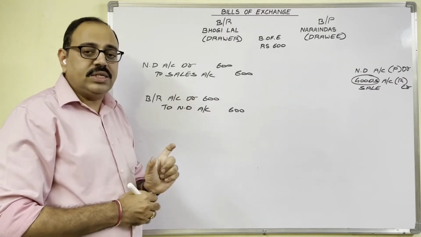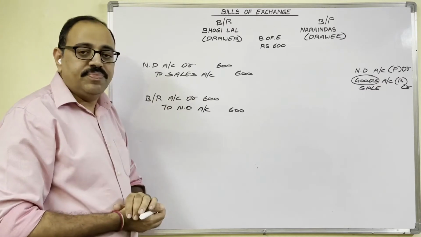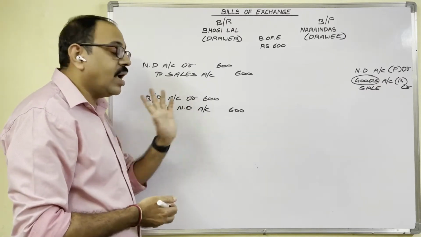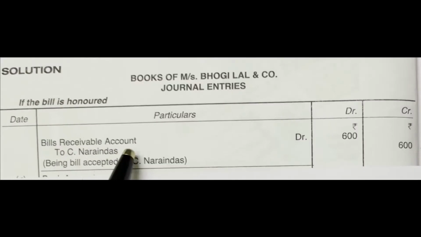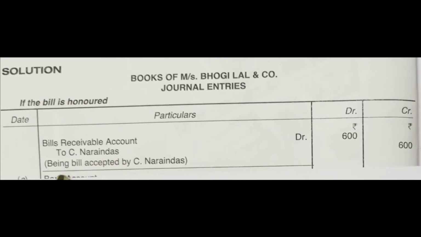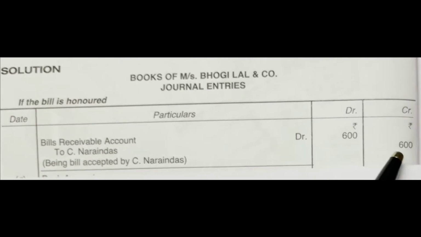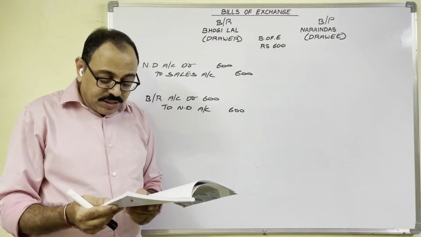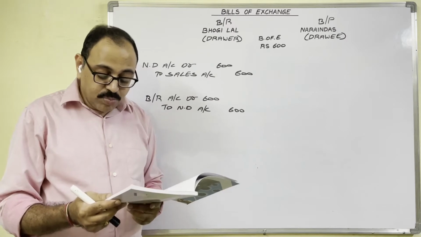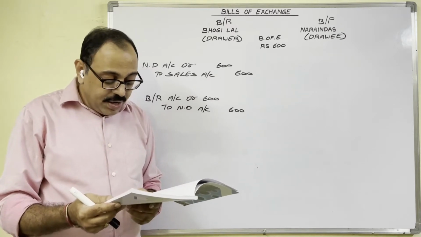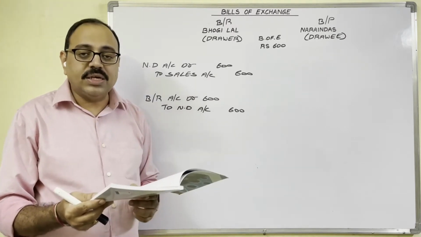In all four cases, the first entry is common. Bills receivable account debtor to Narayan Das account. Narration: being bill accepted by C. Narayan Das. Amount 600. Show the journal entries in the books of accounts of Messrs. Bhogilal and Company under each of the following circumstances.